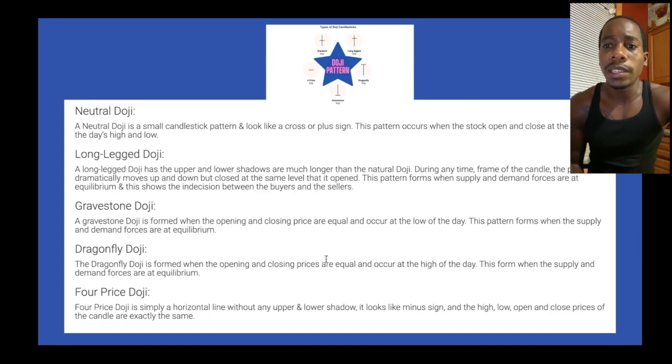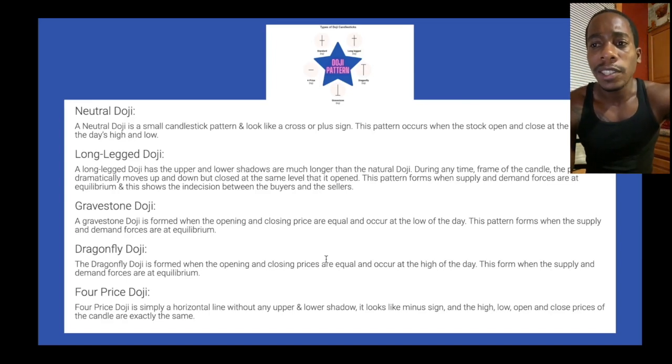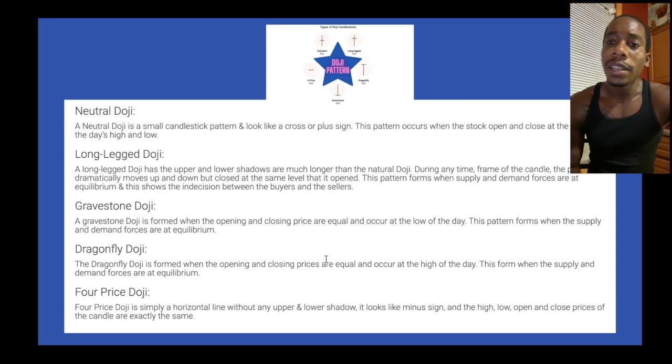Neutral doji is a small candlestick pattern that looks like a cross or a plus sign. This pattern occurs when the stock opens and closes in the middle of the day's high and low.